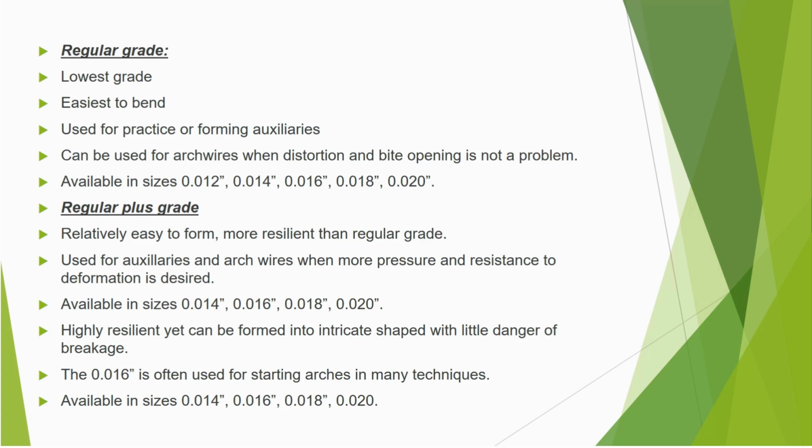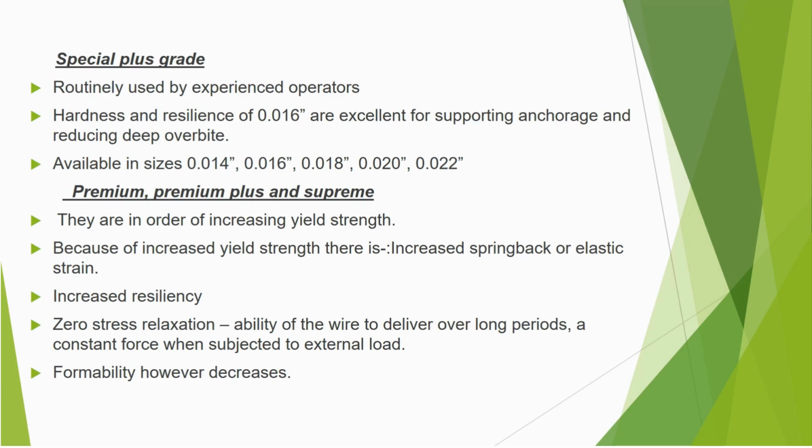Regular plus grade. Relatively easy to form, more resilient than regular grade, used for auxiliaries and arch wires when more pressure and resistance to deformation is desired. Highly resilient yet can be formed into intricate shapes with little danger of breakage. Special plus grade. Routinely used by experienced operators. Hardness and resiliency of 016 are excellent for supporting anchorage and reducing deep overbite.